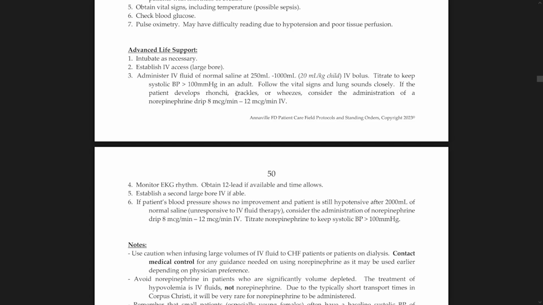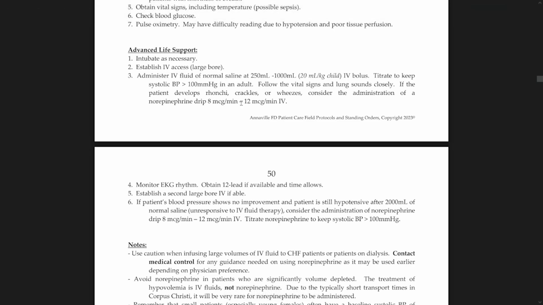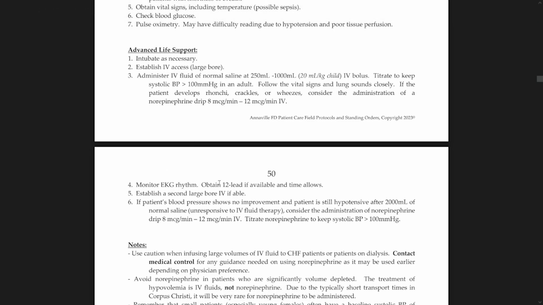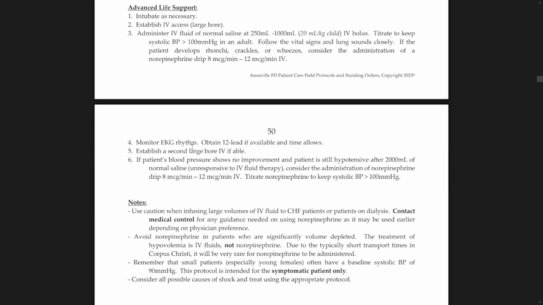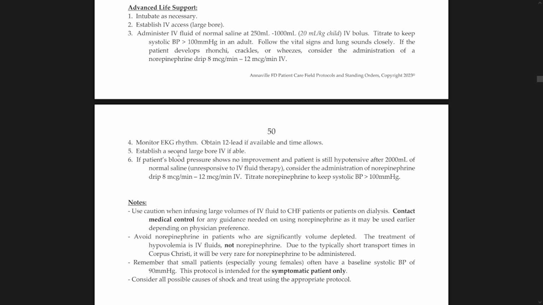If the patient develops rhonchi, crackles, or wheezing, consider the administration of norepinephrine drip, 8 to 12 micrograms per minute IV. Monitor their EKG rhythm. Obtain a 12 lead if time allows you to. Establish a second large bore IV if available, or if possible.